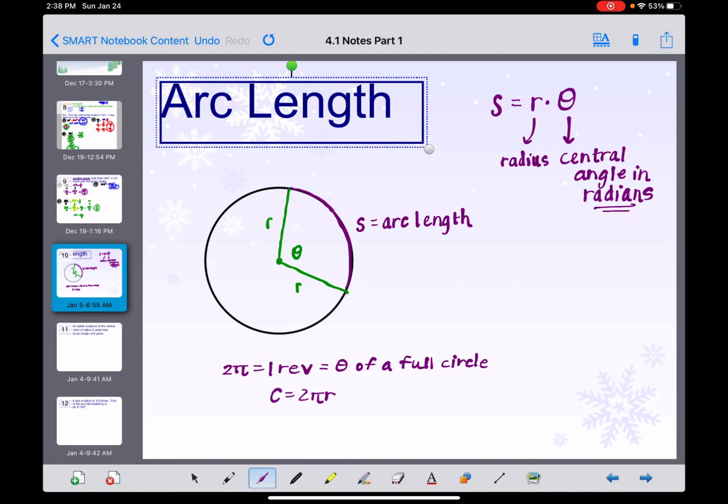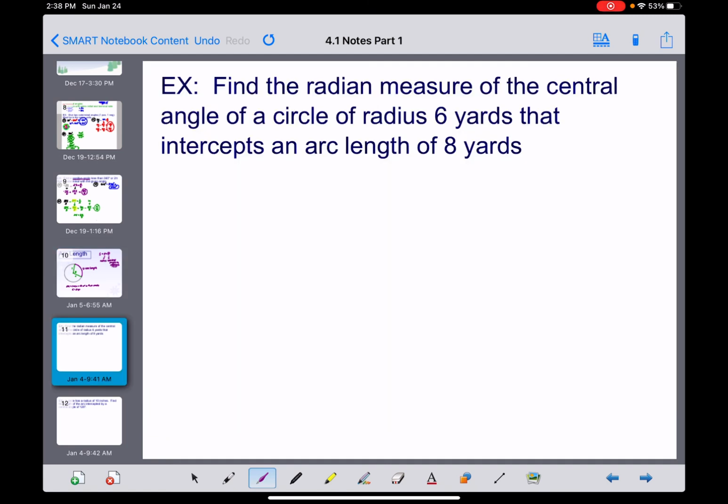Okay, so let's use it. We want to find the radian measure of a central angle of a circle of radius 6 yards that intercepts an arc length of 8 yards. You're going to be asked to list out what you know with labels and variables. What we know is we have a radius of 6 yards on a circle. So radius is r. When we're thinking about a circle, we want to make sure we know if we have the radius or the diameter. So let's distinguish between the two. Diameter is equal to 2 times a radius, or a radius is half of a diameter.